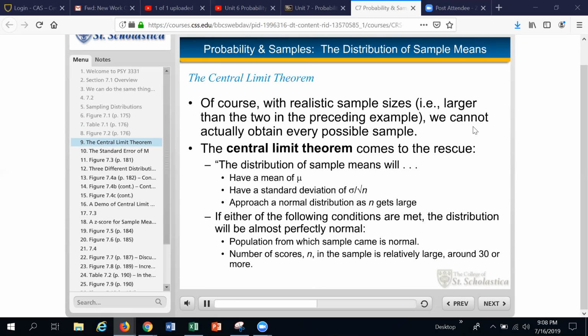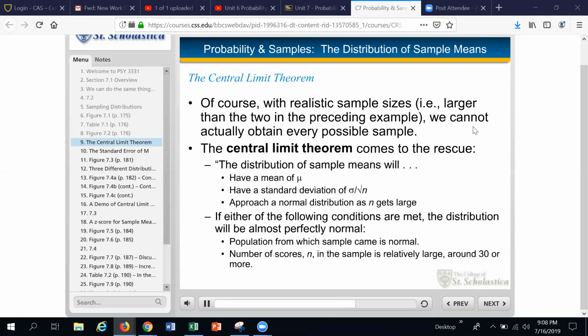Furthermore, if either of the following conditions is met, the distribution will be almost perfectly normal. First, if the population from which the sample came is normal, the distribution will be normal. Second, if the number of scores n in the sample is relatively large, say around 30 or more, the distribution of sample means can be assumed to be normal.